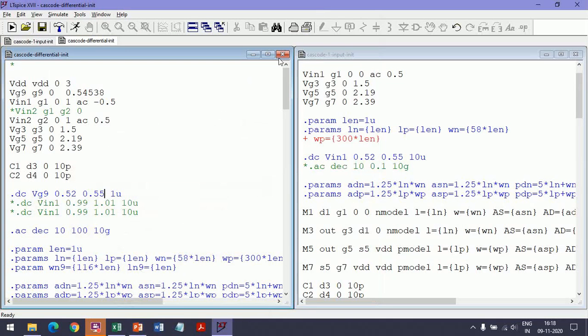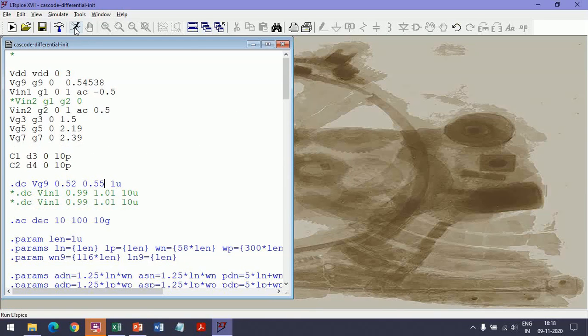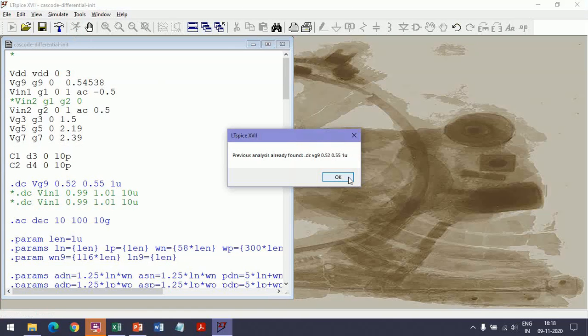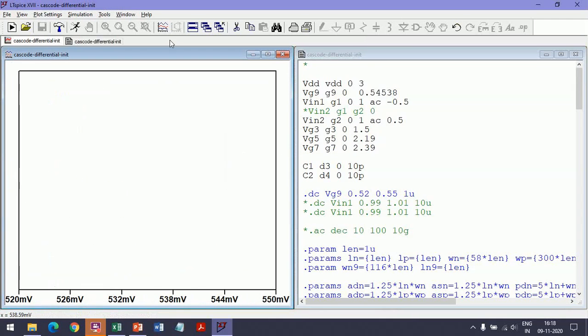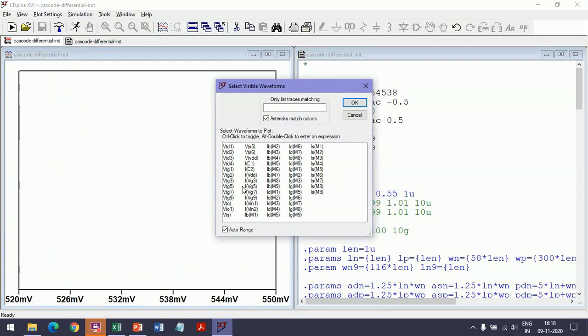Alright, so I have put 1 volt for Vin1 and Vin2, and then with that we find the VG9. So okay, I'm closing this and now let us run. So I'm sweeping VG9. What happened? Okay, there's an AC analysis, don't want AC. Okay, so let us run and let us plot VG9. I'm sorry, Vout and something else. Okay, so Vout I've called VO now.